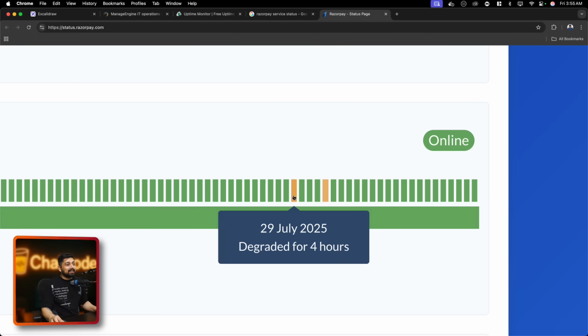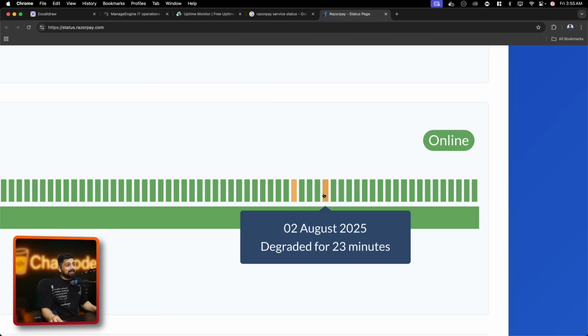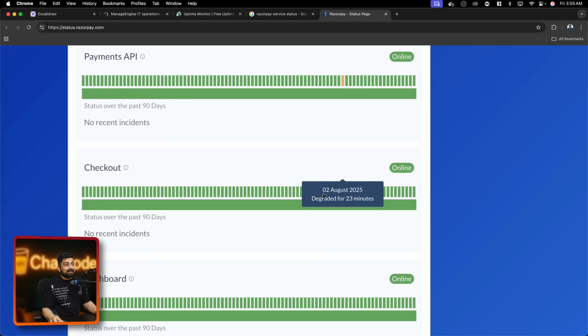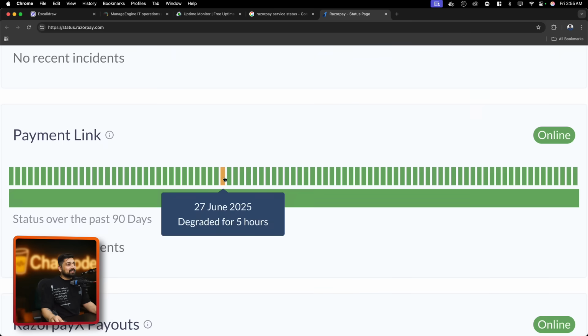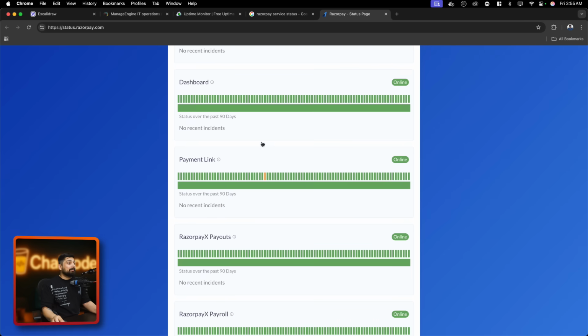So degraded for 4 hours, degraded for 23 minutes. People need to know how reliable your service is, and how do they do it? Through these tools. Notice here, payment links. So this is where the incident is shown. If your revenue dropped for those 5 hours and you have no idea how it happened, this is how it happened. And who is responsible? Maybe they have an SLA with some of the people.